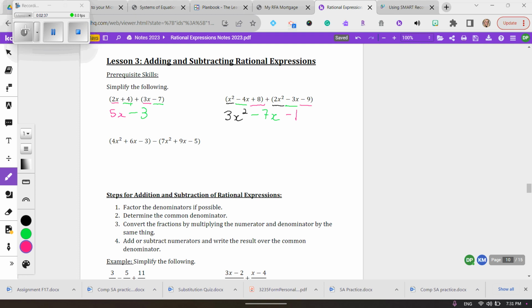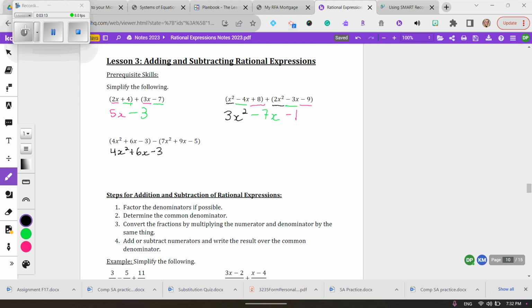For the next question, we have a subtraction sign. The subtraction sign definitely means you have to change things. Instead of adding, we're subtracting, but we're not just subtracting the 7x squared, we're also subtracting the 9x and the negative 5. So a little trick that I use is add the opposite. My 4x squared at the beginning plus 6x minus 3 is not going to change. It's not affected at all by the subtraction sign.